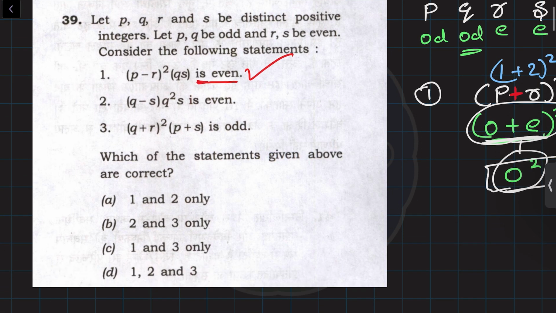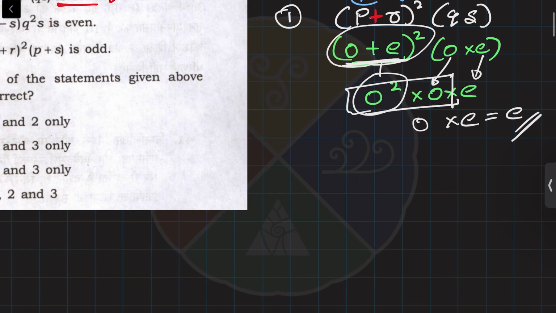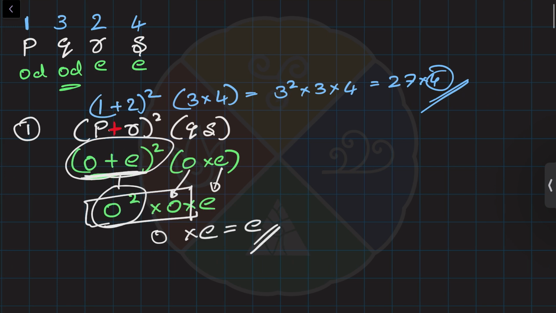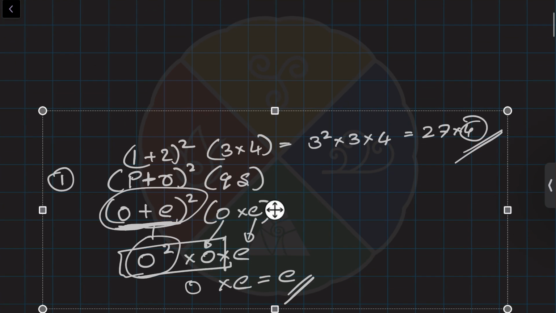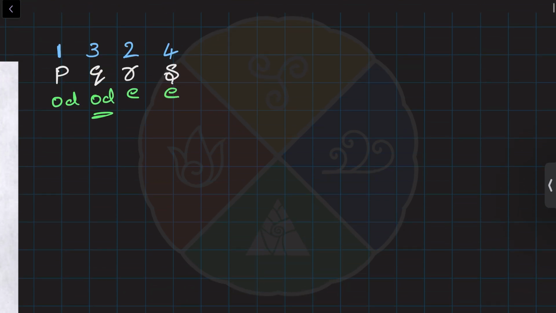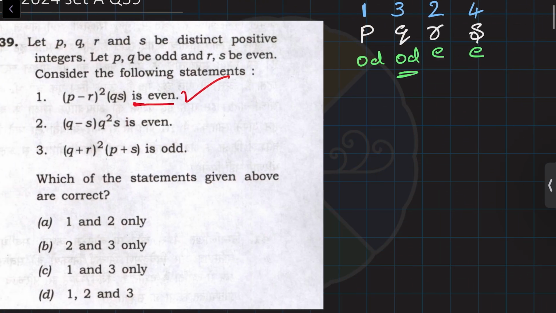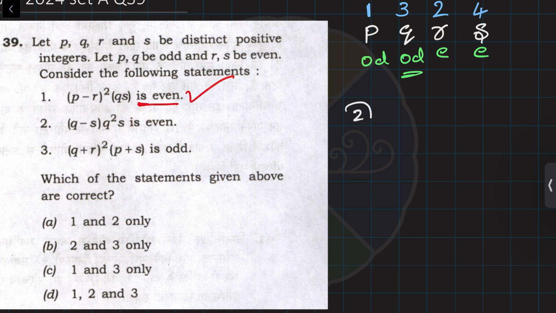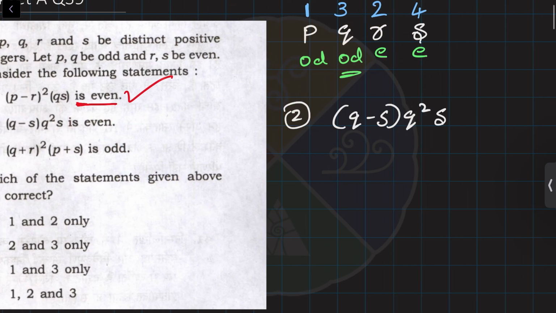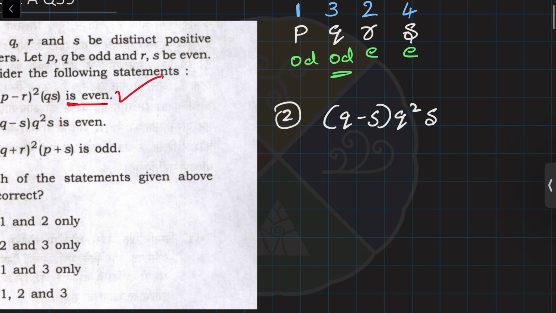Statement 2. Let's look at statement 2. I think I'll have to replace it below. Let me push it down. Okay, it went away. Now let's take the statement number 2. Statement 2 says that (Q minus S) into Q square into S is always even.